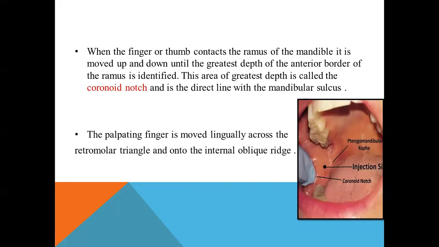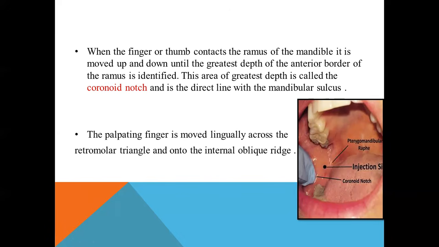When the finger or the thumb contacts the ramus of the mandible, it is moved up and down until the greater depth of the anterior border of the ramus is identified. It should be about so, this is the structure. Exactly at the coronoid notch, you are going to insert the needle, from the opposite side.